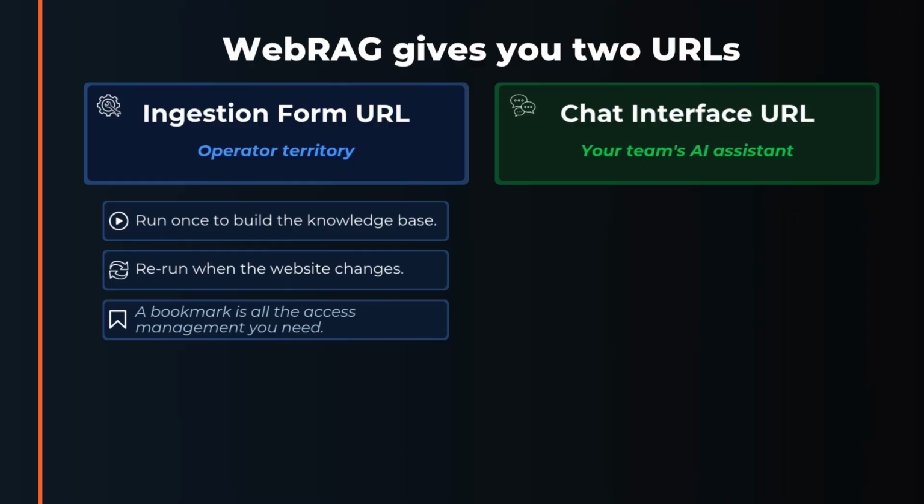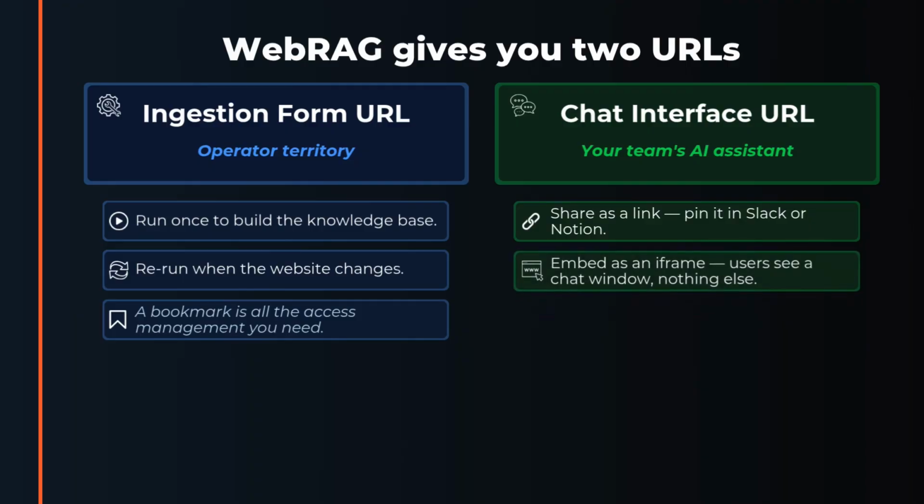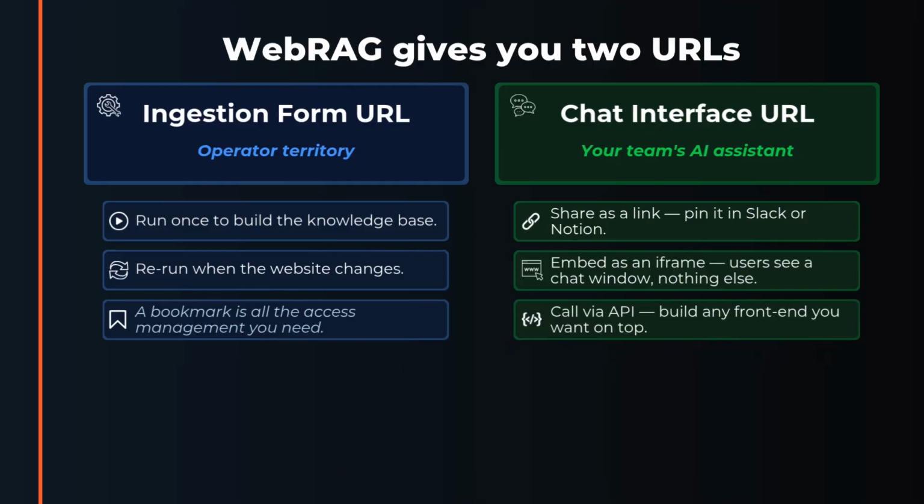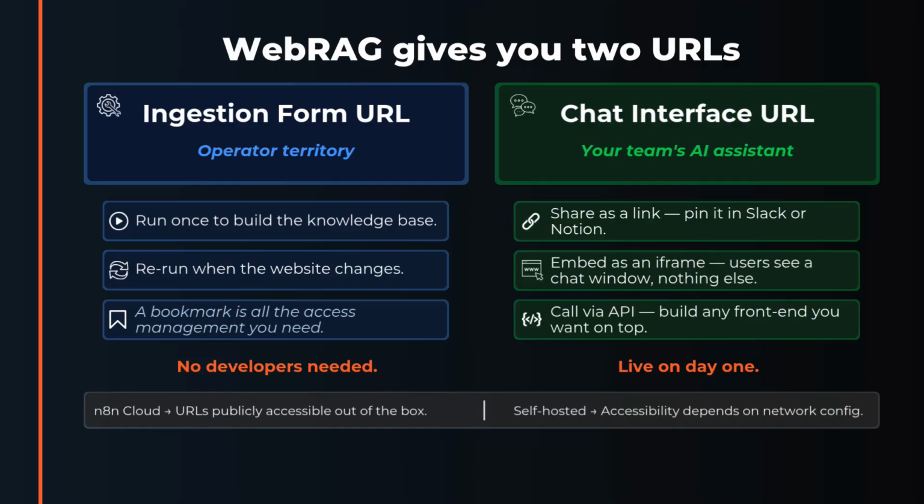Three ways to deploy it. Share it as a direct link and pin it in Slack or Notion. Embed it as an iframe in any portal or help desk. Users see a chat window, nothing else. Or call it via API and build whatever front end you want on top. No developers needed for the first two. The chat is live, the knowledge base is ready, and your team has a grounded AI assistant for that website on day one. If you are on n8n cloud, these URLs are publicly accessible out of the box. On a self-hosted setup, accessibility depends on your network configuration.